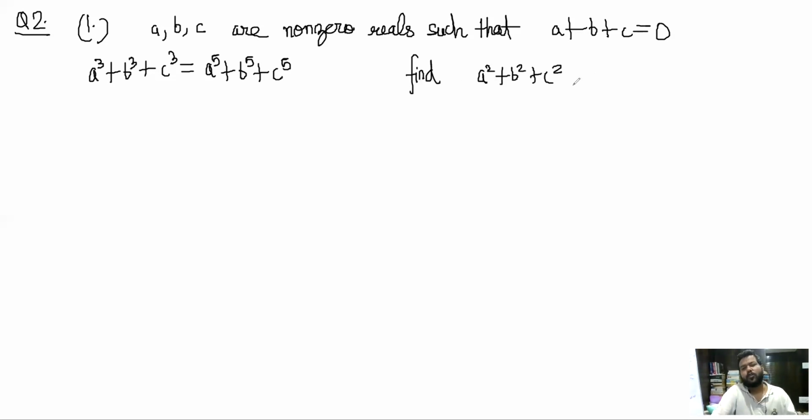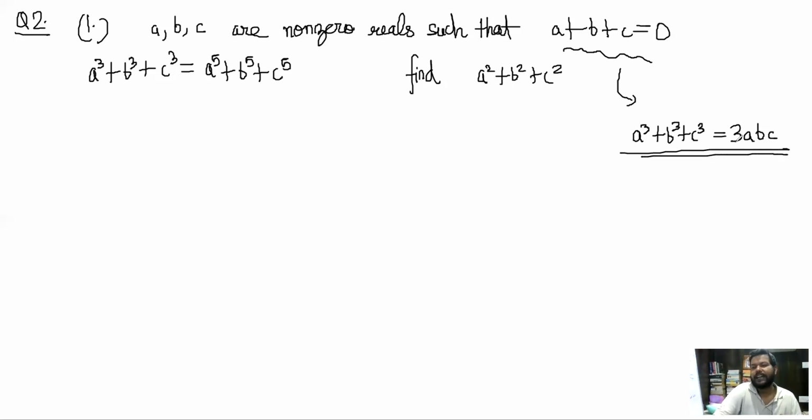Correct. So if a plus b plus c is 0, I hope everyone is aware of the identity that in that case, a cube plus b cube plus c cube is simply equal to 3abc. I'll assume that you know this fact; the proof is in any 10th standard book on algebra. So we will try to understand what a power 5 plus b power 5 plus c power 5 means, and simplify it a little bit.